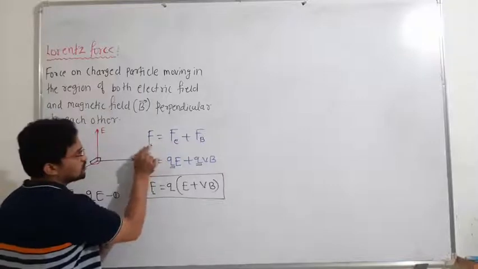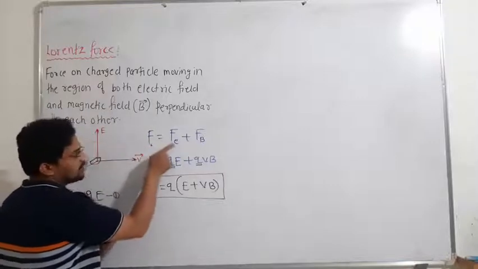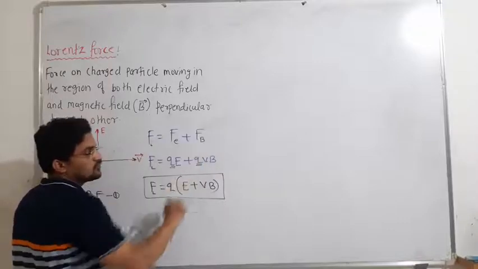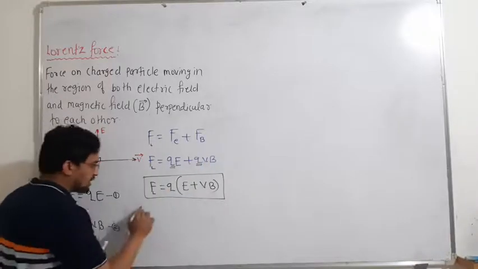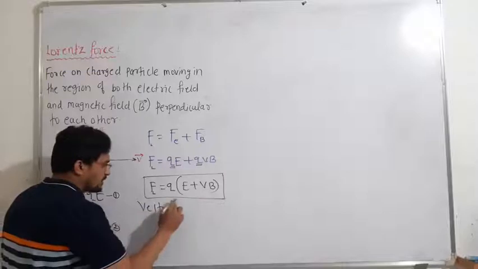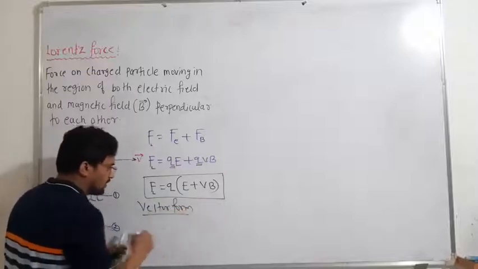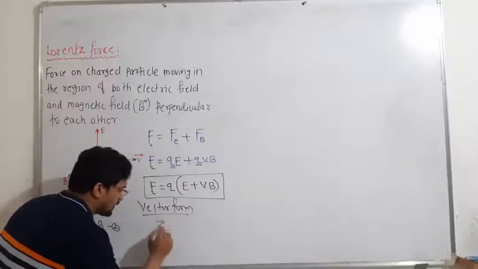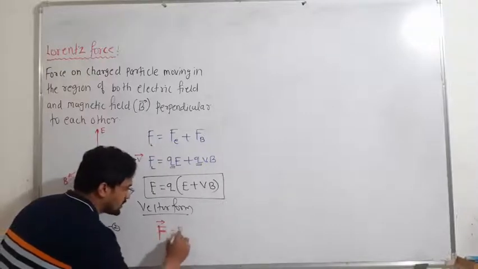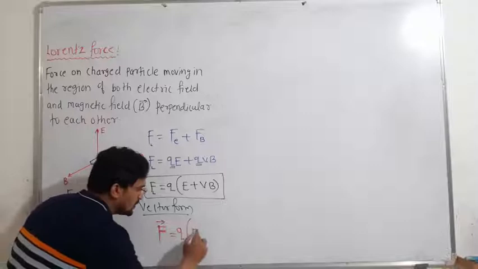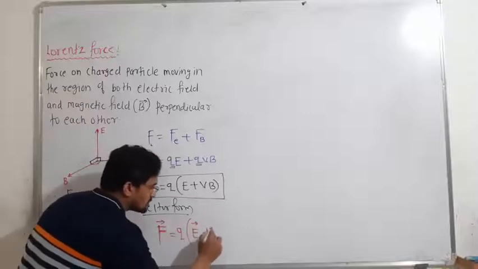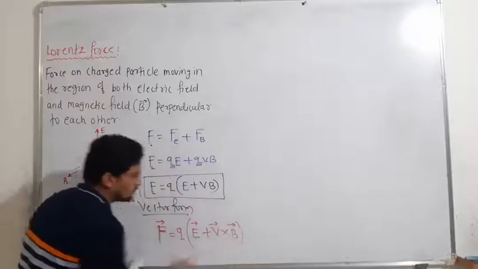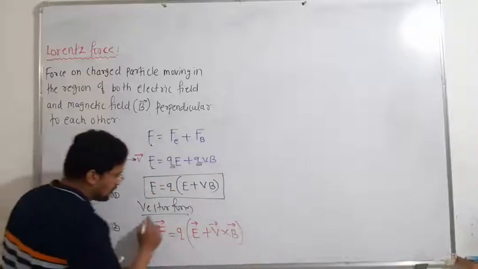So it is the force on the charged particle when it enters the electric field as well as the magnetic field. This is the force due to the electric field, and this is the force due to the magnetic field. In vector form, this Lorentz force can be written as F vector, because force is a vector quantity. It is Q, a scalar quantity, times E, which is also a vector quantity, plus V cross B. This is the vector form of the Lorentz force.